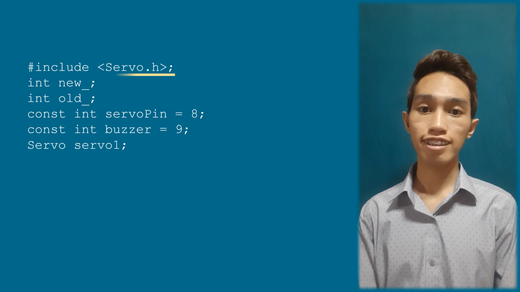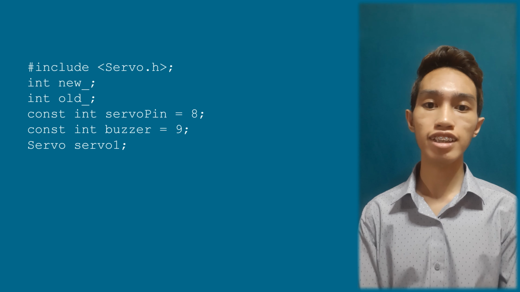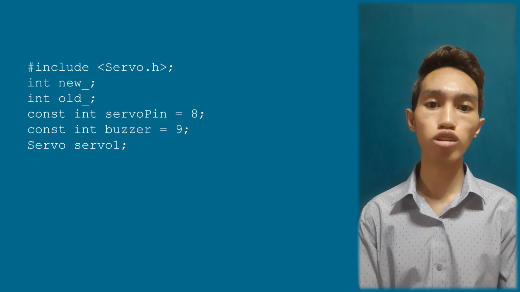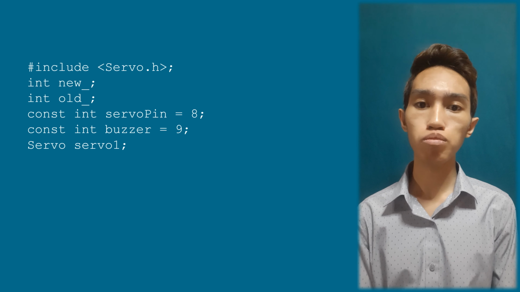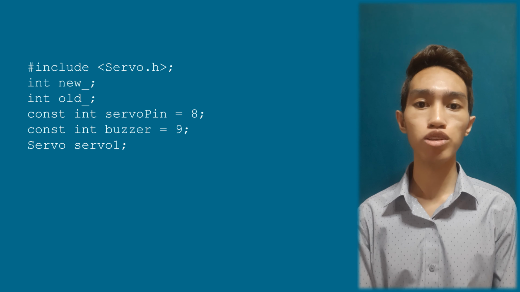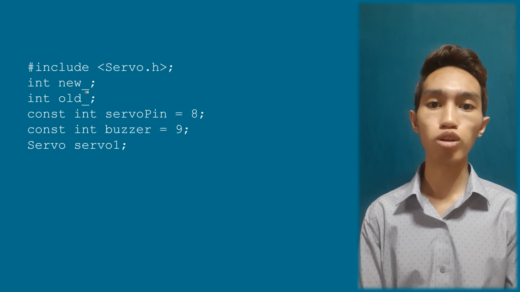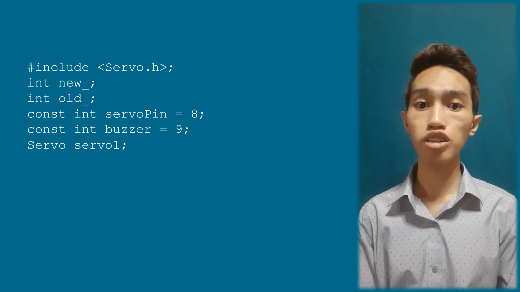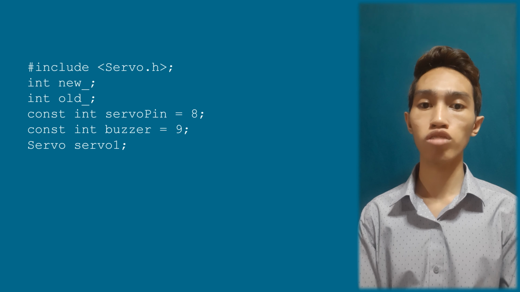The first line, #include <Servo.h>, includes the servo library that allows an Arduino board to control servo motors. The next 2 lines declare variables such as new_ and old_. When in a loop, the new_ variable will store the input sequence of the current loop, and the old_ variable will store the input sequence of the previous loop.